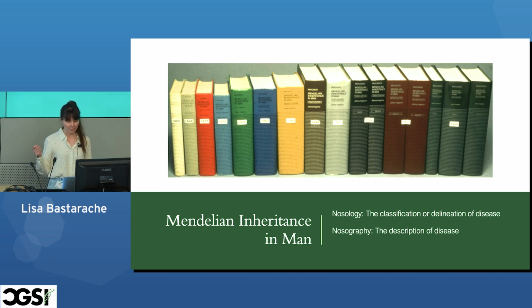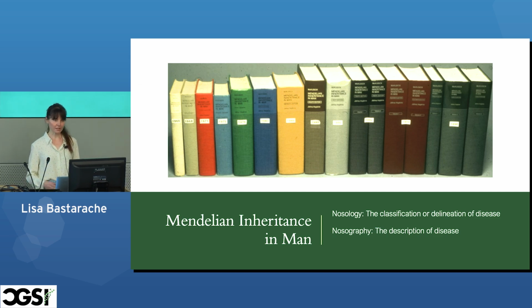The main purpose of OMIM, which was started by McKusick, was both nosology, which is a word you may be familiar with if you hang around Mendelian folks enough, related to the naming and the delineation of genetic disorders, and nosography, which is the description of these diseases. As I've mentioned before, oftentimes a single genetic defect will lead to a lot of different phenotypic patterns, and so these volumes contain those patterns as well as the hypothesized mechanism: autosomal dominant, autosomal recessive, or sex-linked.